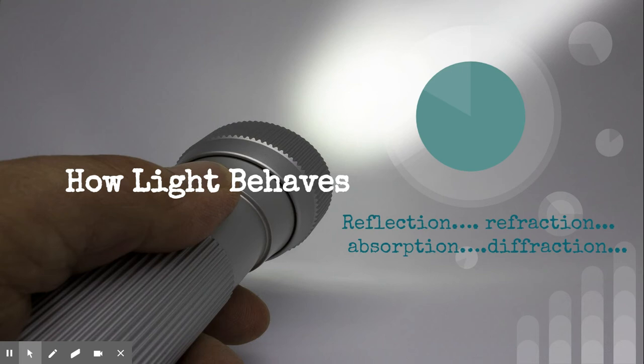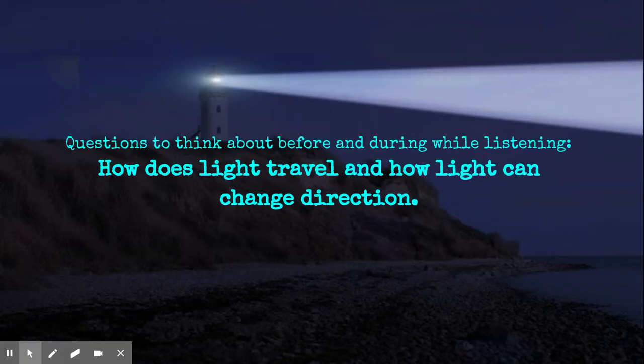This week, we will also be talking about how light behaves. Light waves behave in four particularly interesting and useful ways that we describe as reflection, refraction, diffraction, and absorption. As you listen and watch this presentation, we would like you to think about two things. How does light travel, and how can light change direction?